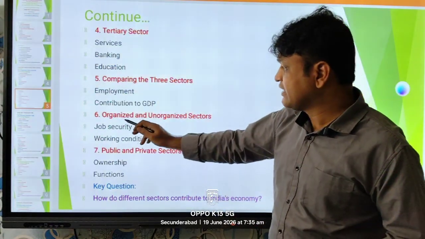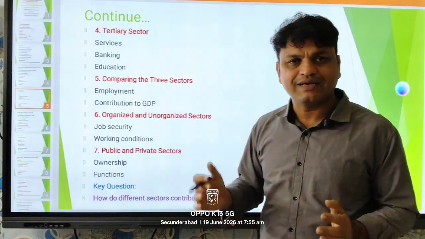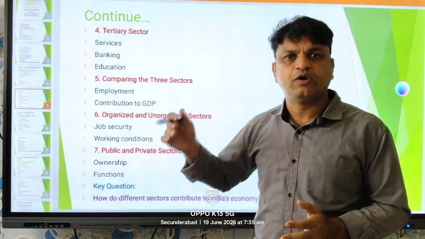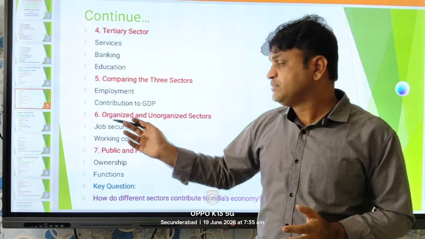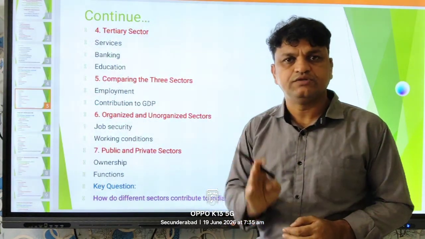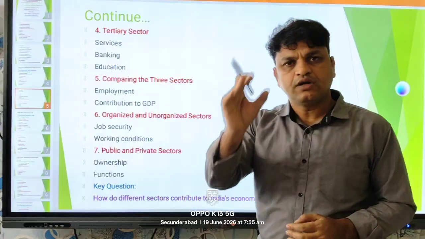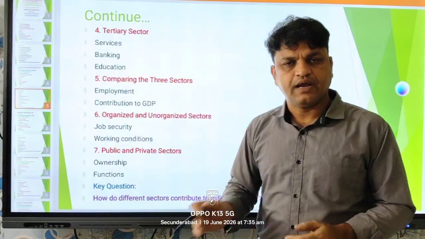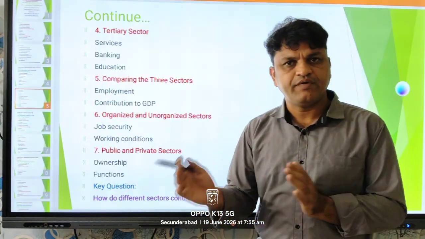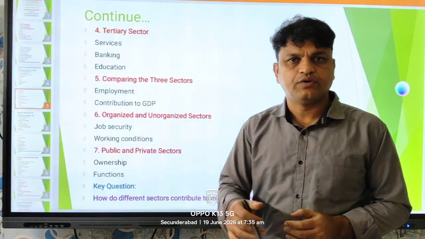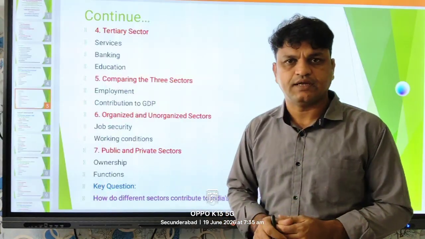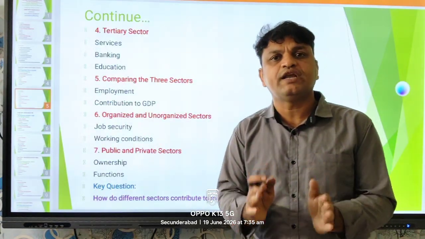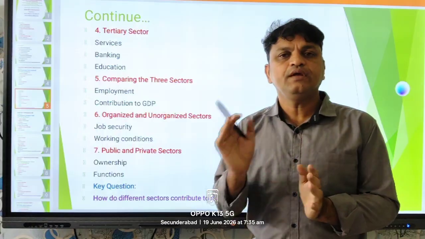And the 6th one, organized and unorganized sectors. So what is the organized sector? What is the unorganized sector? Any sector which follows certain government rules and regulations comes under the organized sector. They are entitled to casual leaves, medical leaves. They follow the government rules and regulations, like government employees come under the organized sector. Indian Railways or any Government of India employees and state government employees, those who are recruited through the government, they come under the organized sector. And of course, the private sector also comes under the organized sector, but they follow certain rules and regulations which are framed by the government.